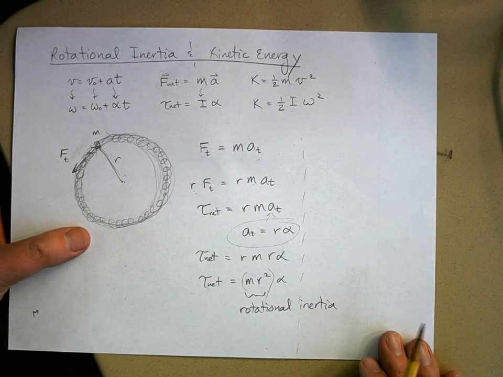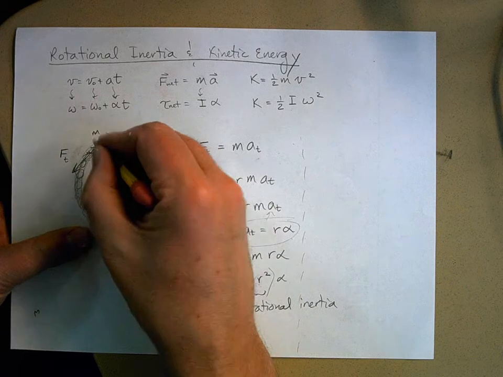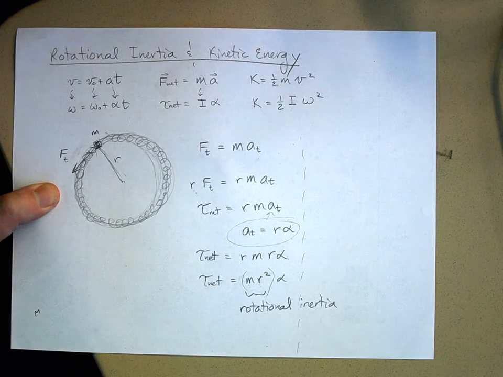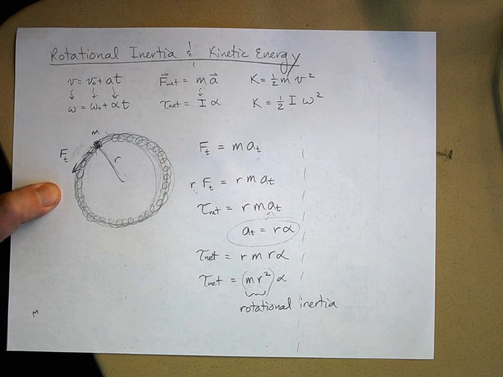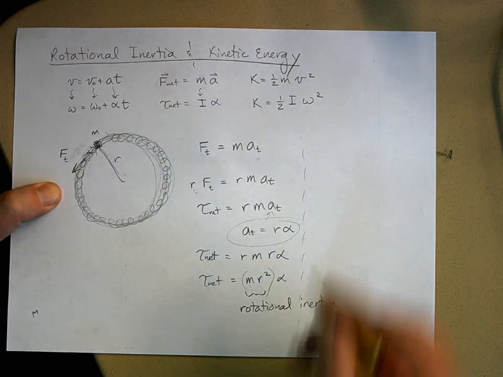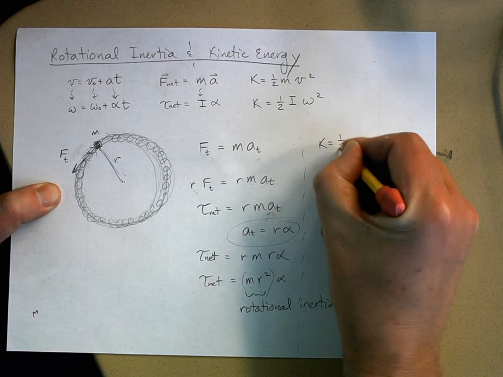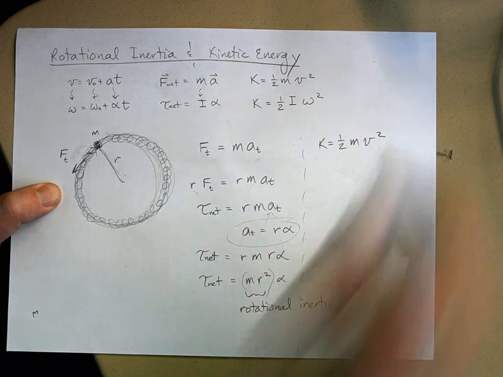Well, let's look at kinetic energy. Let's take a look at it when it was just this one little mass right here. When it's that little mass, we know what the kinetic energy is. It's 1/2 mv squared, isn't it?